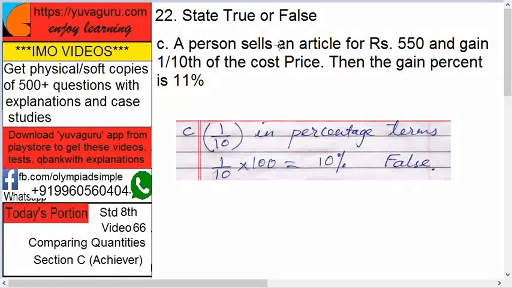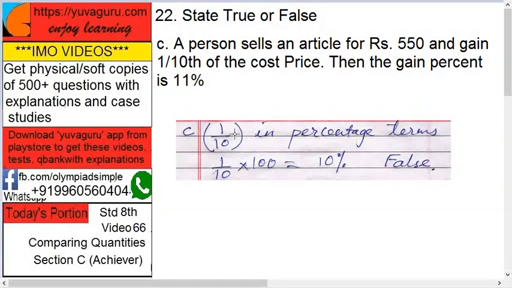Here nothing is required. Why? What is asked? The gain percentage is given as 11% and gain is given as 1/10. So what do we have to do? We have to just equate 1/10 to 11%. 1/10 is in terms of actual rupees and this is in terms of percentage. So convert 1/10 into percentage. How? 1/10 in percentage terms.